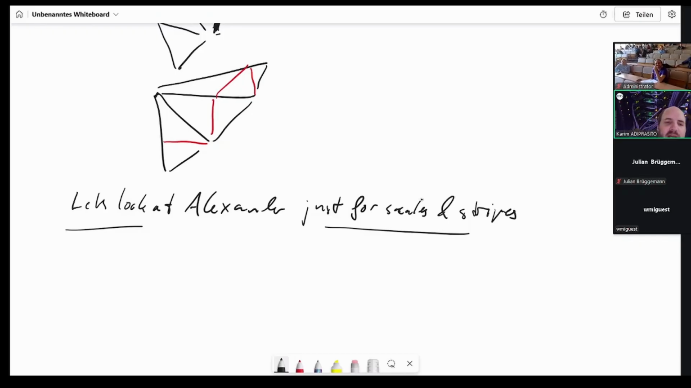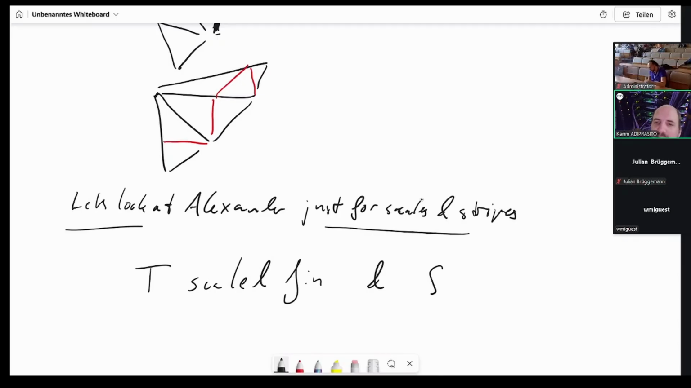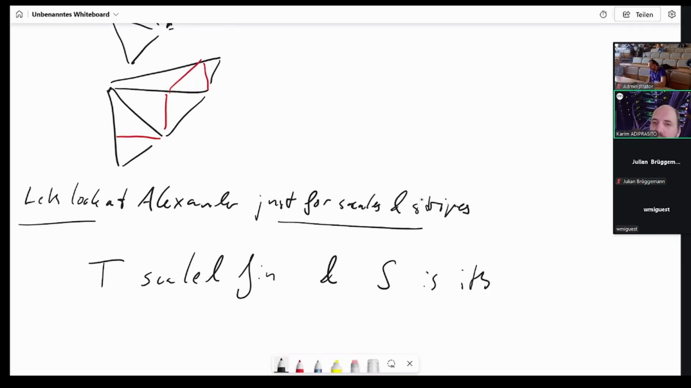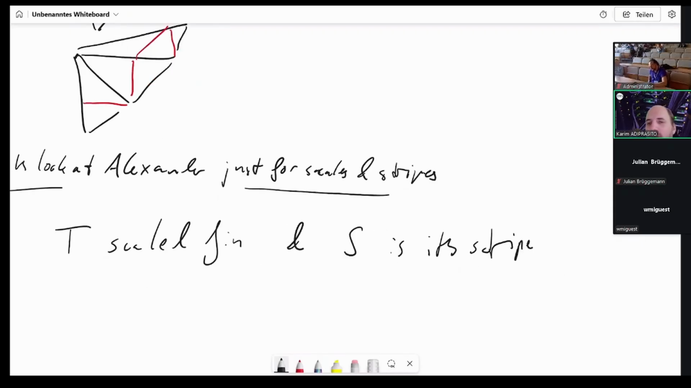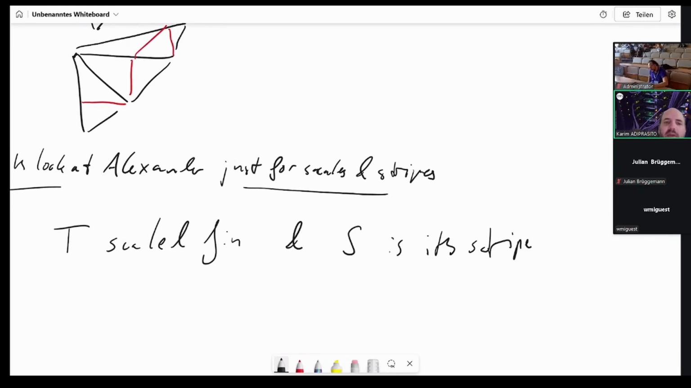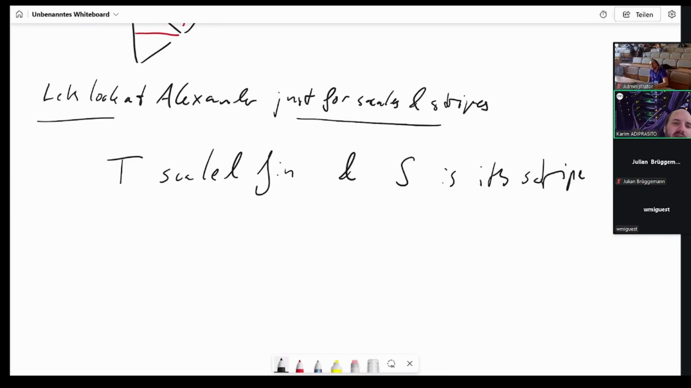So I want to look at this case of a scaled fin. T is a scaled fin, and S is its stripe. Let me look at this case first in the plane. So I have my scaled fin.